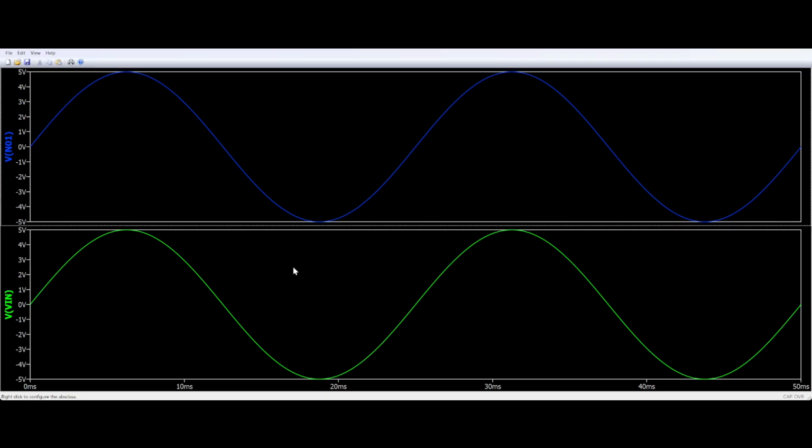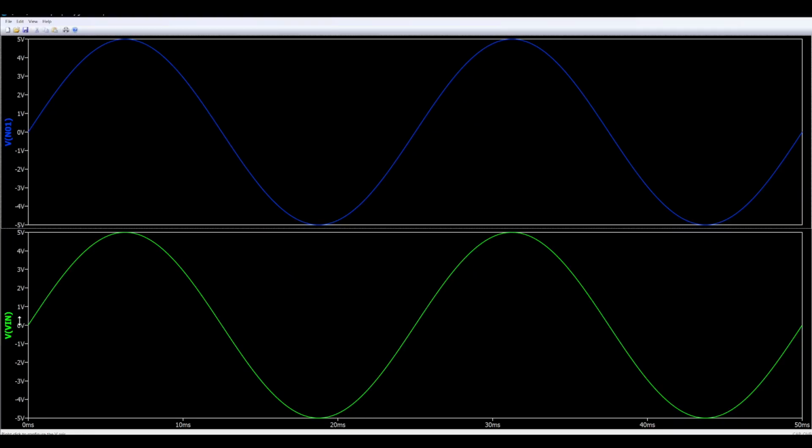So as you can see from the plot here, we've got our in and we've got our out. Exact same amplitude, everything. So unity gain buffer.